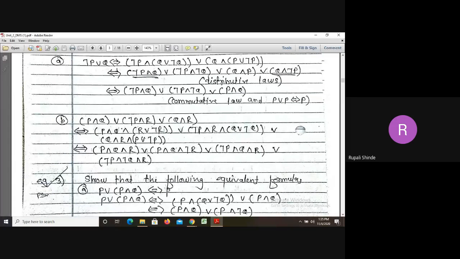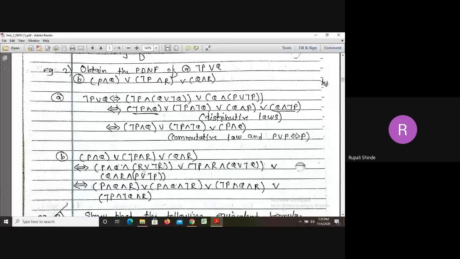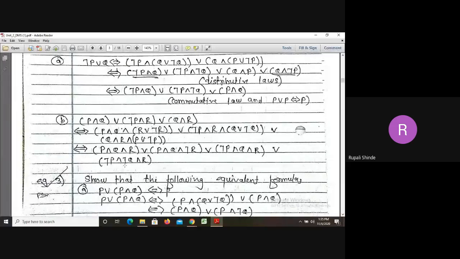After that, we will get only 4 terms as a final answer. Now, each and every bracket contains all these 3 variables P, Q, R, and inside the bracket AND is there, outside the bracket OR is there. That is, this is sum of product canonical form. So, this is the correct PDNF for this given expression.